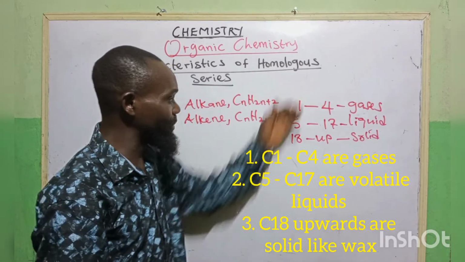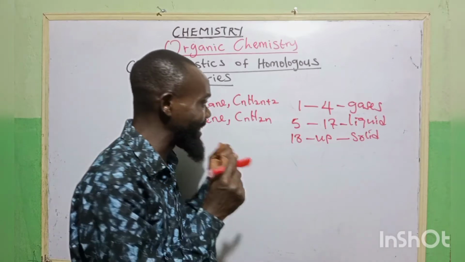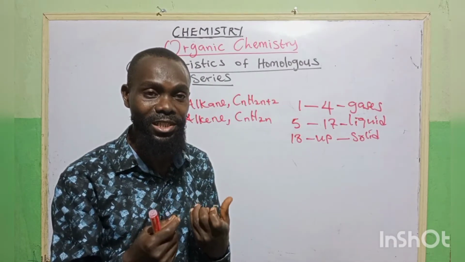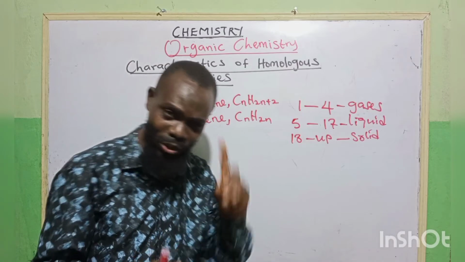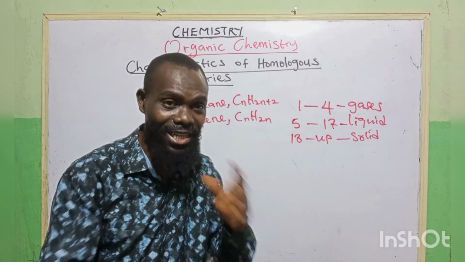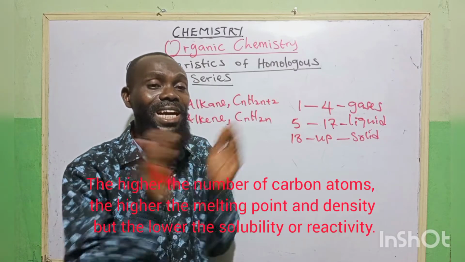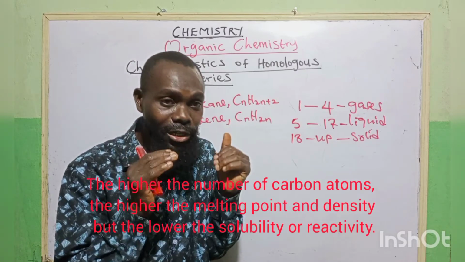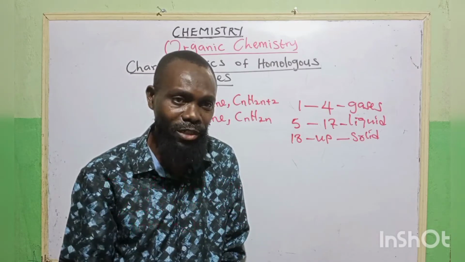Now, as you move down the group, and the carbon atoms increase, their density also increases. Likewise, their melting point increases as well. But something will happen. What is that? Their solubility decreases, because the larger the number of carbons, the lower the solubility of that particular organic compound.